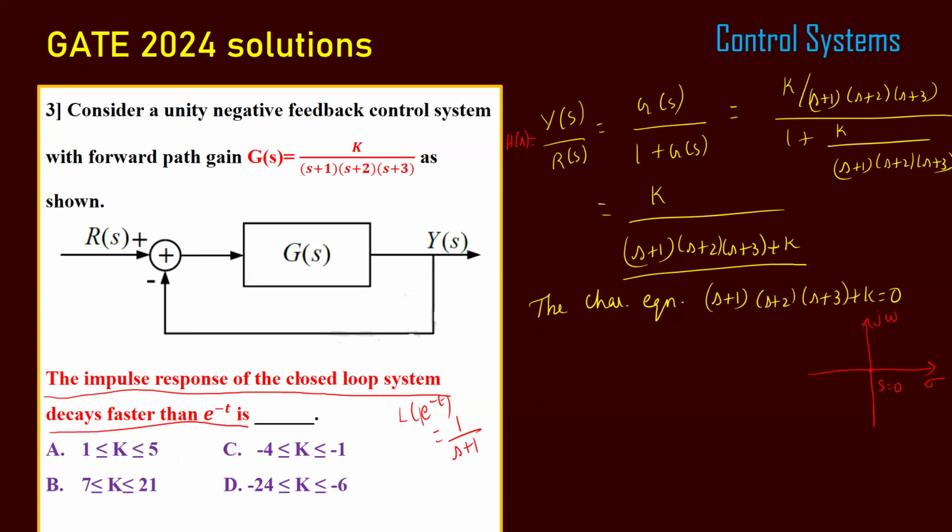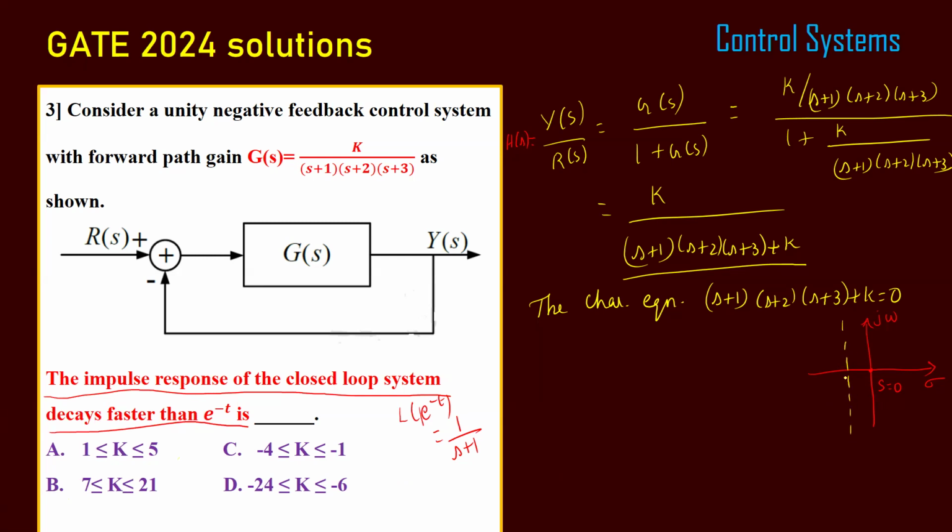So the impulse response of the closed loop system decays faster than e power minus t. We have to find the k value for which the response decays faster than e power minus t, meaning 1 by s plus 1. That means s equal to minus 1. So instead of taking the origin as the reference axis, we should take s equal to minus 1 as the reference axis.